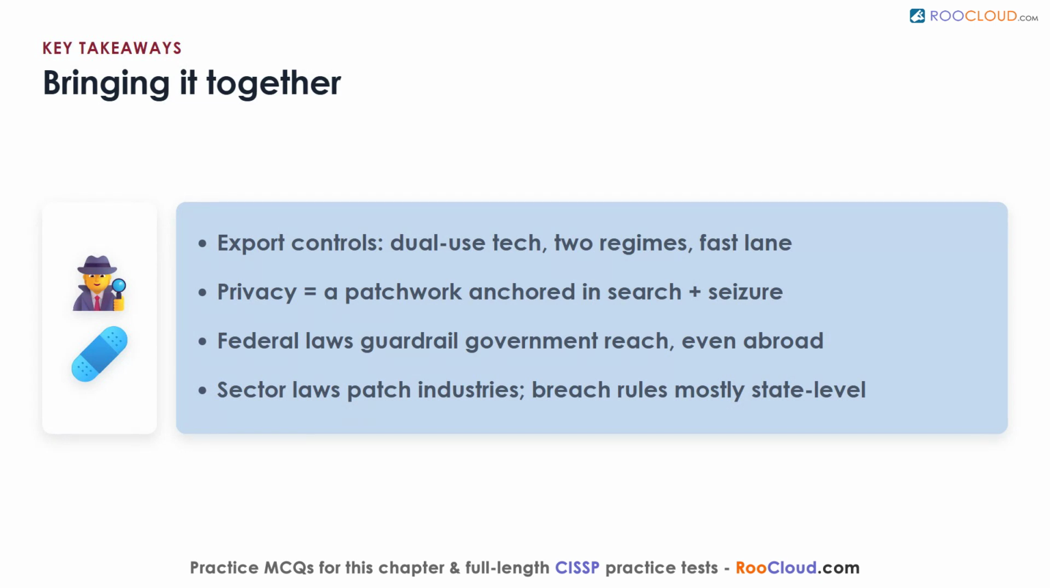Federal privacy and surveillance laws set guardrails on government reach, including across borders. Sector laws patch the high-risk industries of health, finance, children, and education. And breach notification lives mostly at the state level, with health as the one federal exception. Learn the map, and each release you ship stays on the right side of it.